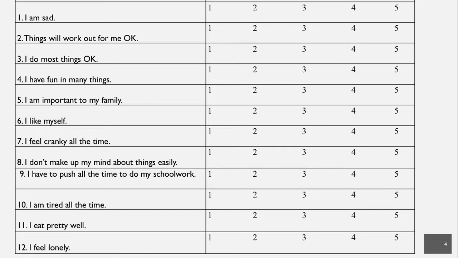So let's look at this. It has all sorts of items. I am sad. I am important to my family. I feel cranky all the time. The problem with these questions is that they're probably not all that related to each other, and so they would not have inter-item reliability.